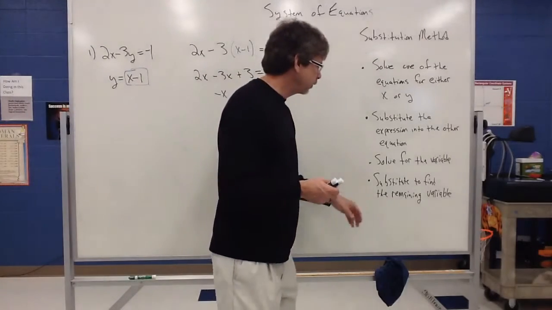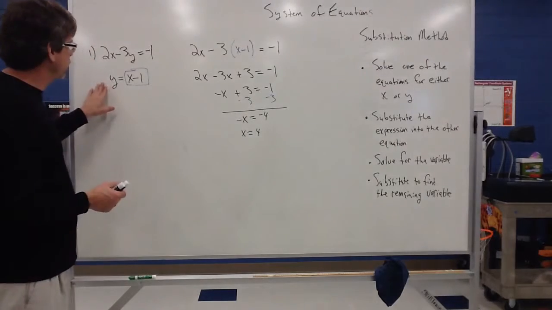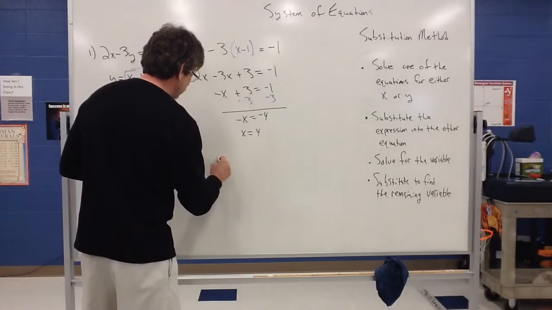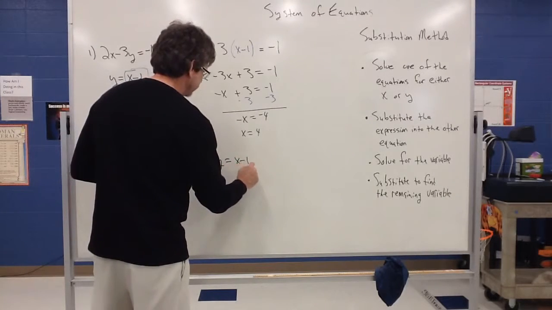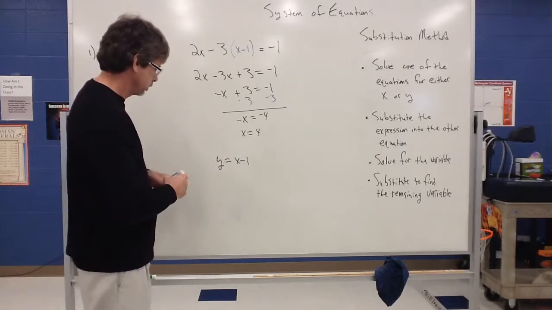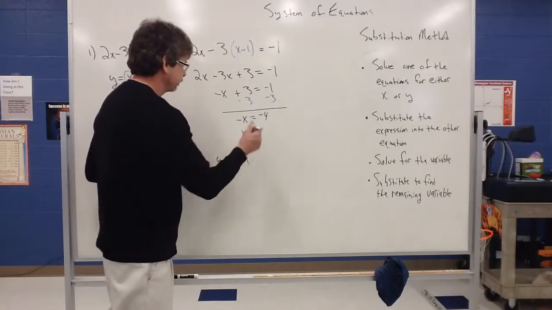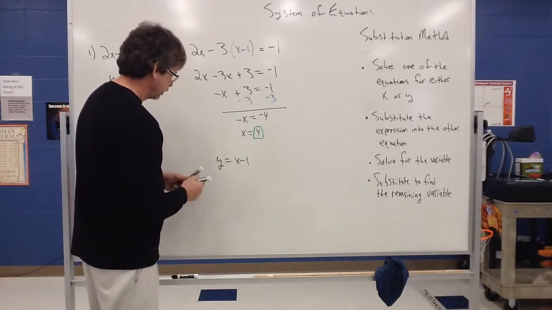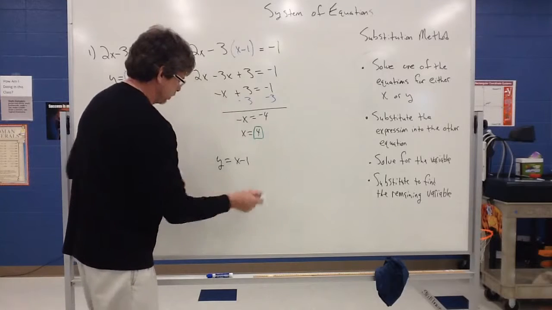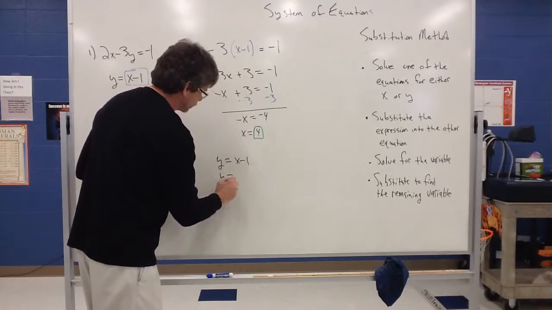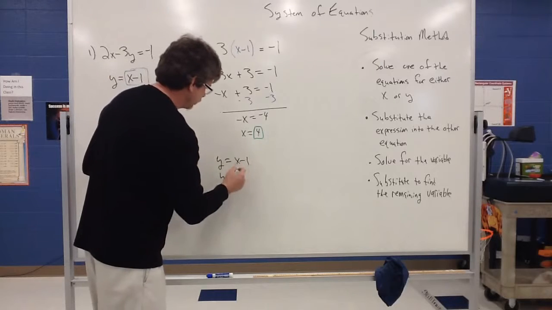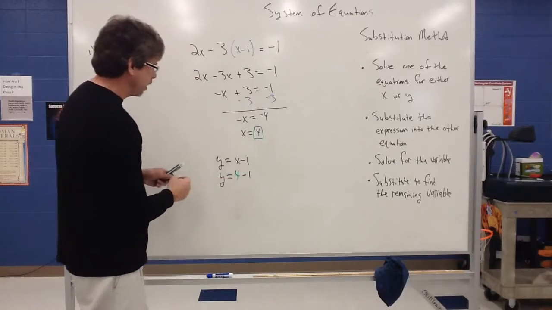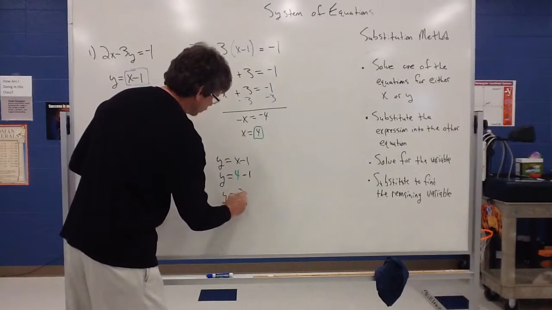Now we want to substitute to find the remaining variable. We can go back to this equation, since it's solved for y, and we can find our x. And we can find our value for y. So y is going to equal this x minus 1. I'm now going to substitute that 4 in, since x equals 4, I'm going to replace this x with that 4. So I have y equals 4 minus 1. And 4 minus 1, y will equal then a 3.